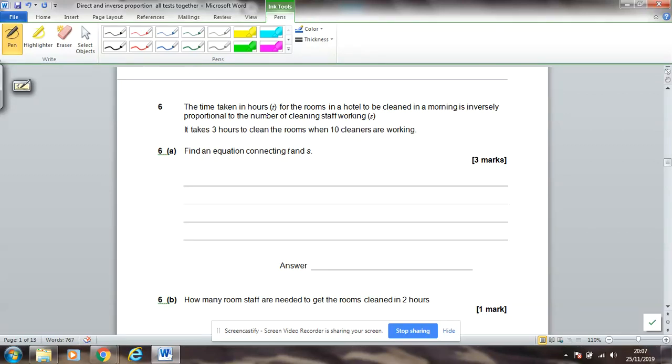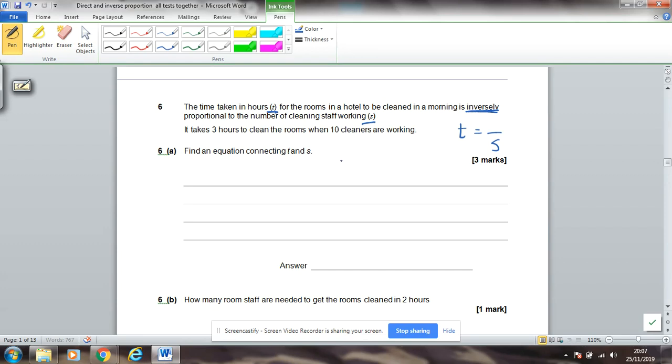Okay, so the time taken, T hours, for a hotel room to be cleaned in the morning is inversely proportional, so again that's important, to the number of cleaning staff S. Inversely proportional basically means that we have got T is equal to something over S. So that's kind of what the equation is going to look like.